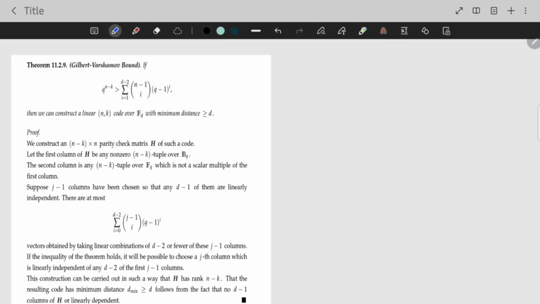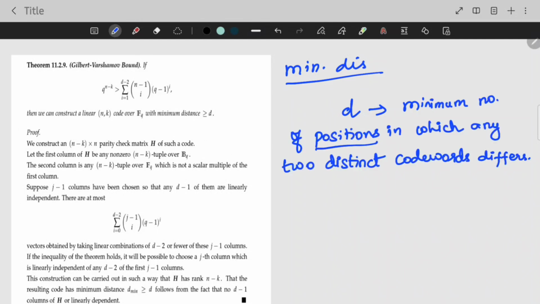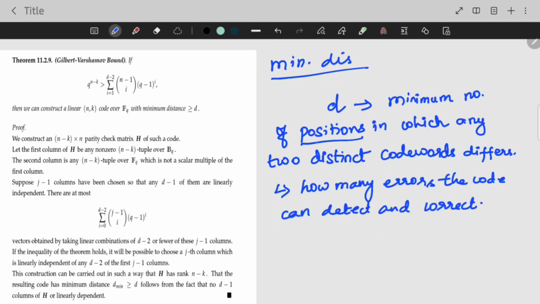Next, we see about minimum distance. Minimum distance d of a code is the minimum number of positions in which any two distinct code words differ. That is, it tells us how many errors can be detected and corrected. Actually it can detect up to d minus 1 errors and can correct up to d minus 1 by 2 errors.